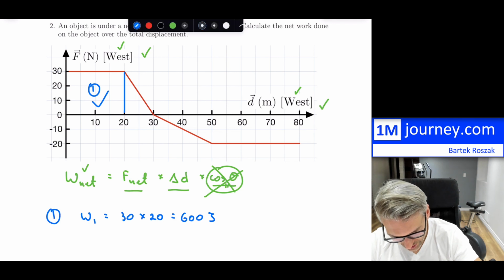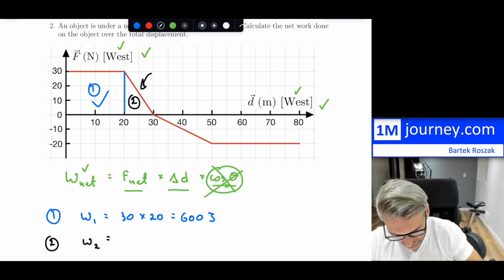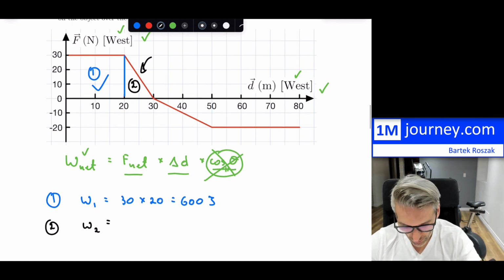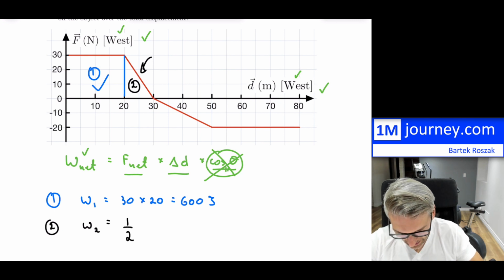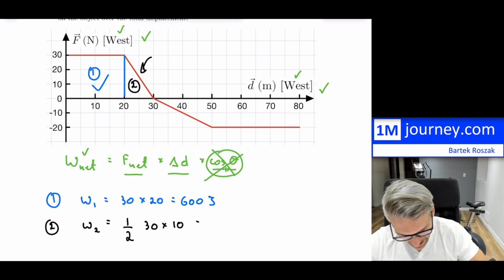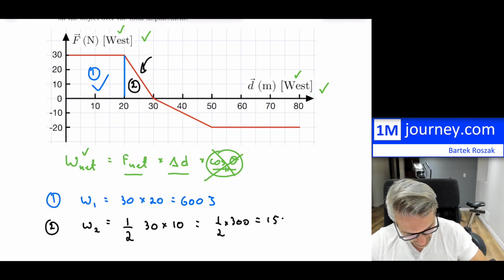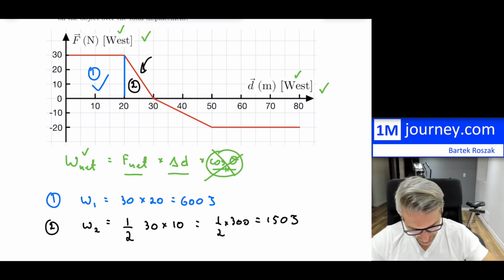Now next, you're going to have another piece. This is piece number 2, so I'm going to put work number 2. It's still positive within there, but notice that this area is a triangle. So the area of a triangle is 1/2. The height is still 30, and the length, the actual position or displacement, is 10. So this is going to be 1/2 of 300, and that is nothing else but 150 joules. So both are still positive.